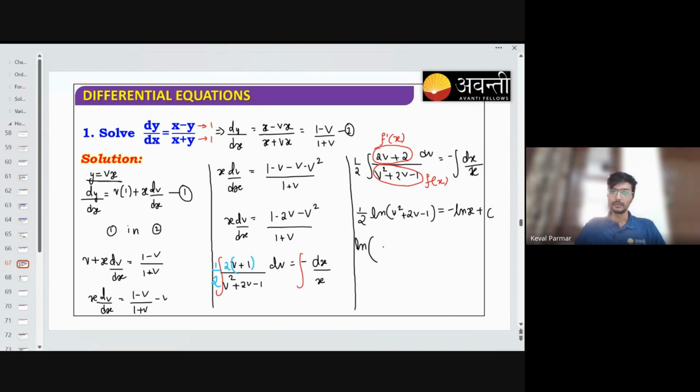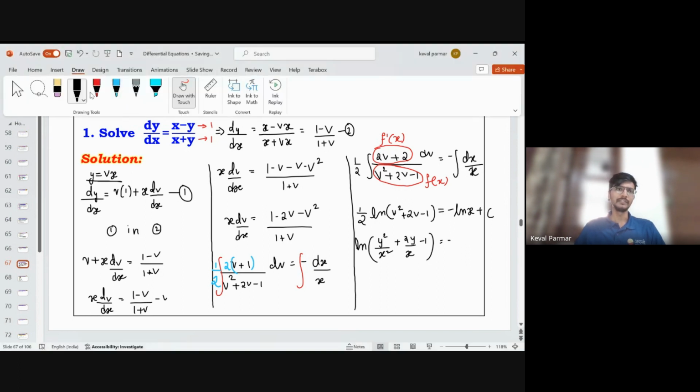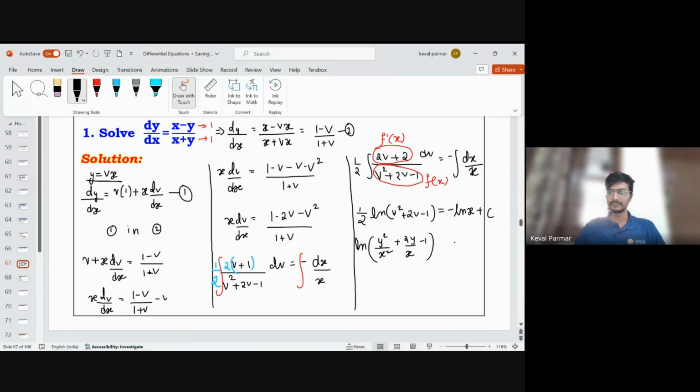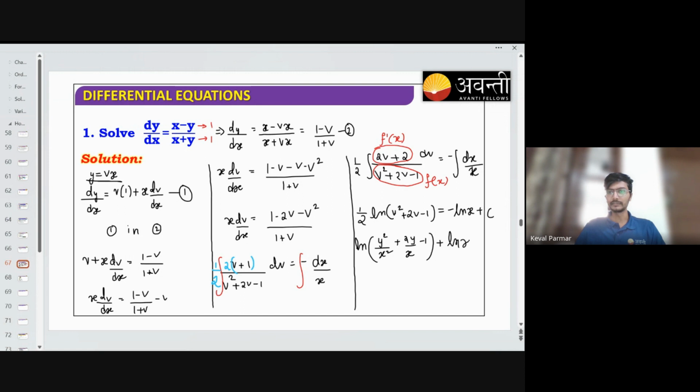So ln y square by x square plus 2y by x minus 1 is equals to, if 2 cross multiplies, I'll take everything on left hand side. So if I take ln x on left hand side, I'll get plus 2 ln x. That will become ln x square equals to ln c. Now on left hand side, I can use the property of log. These two will get multiplied. So I'll get y square plus 2xy minus x square is equals to ln c.